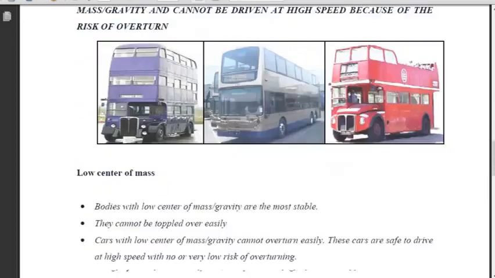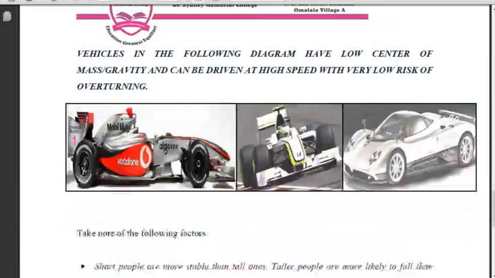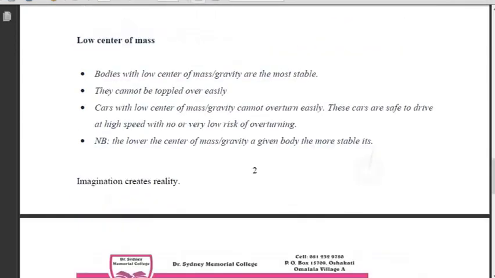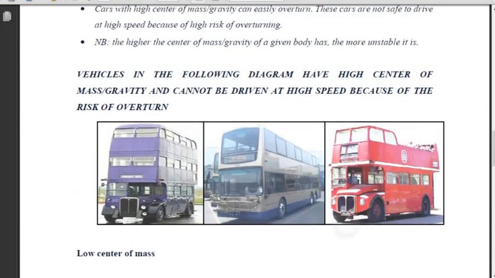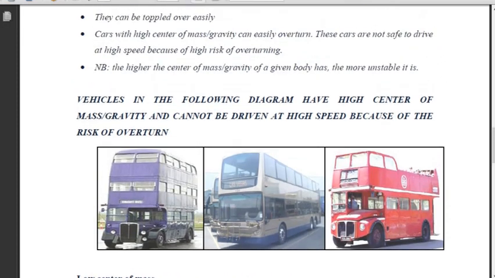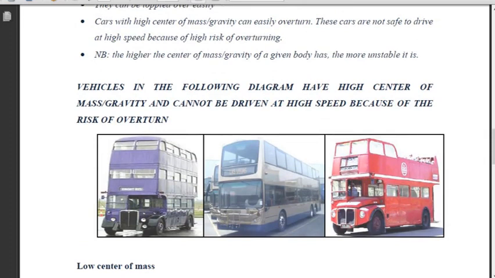When you look here, we have examples: sports cars, F1 cars, and double-decker and triple-decker buses. We don't have those here. It's just that most of the information we get is from the Cambridge books, and they're from London. These are triple-decker and double-decker buses, and because of how high they go, they are not that stable because they are very high.